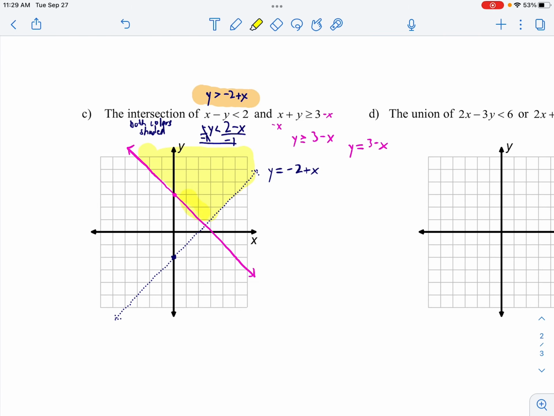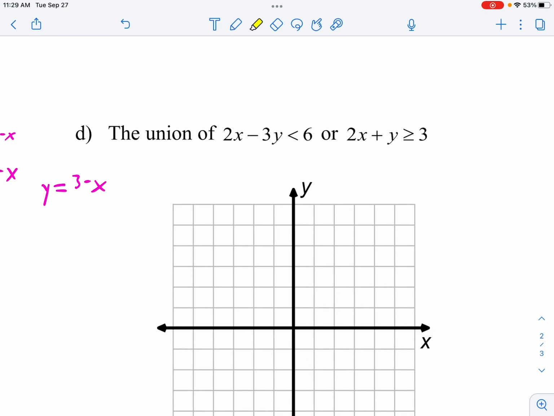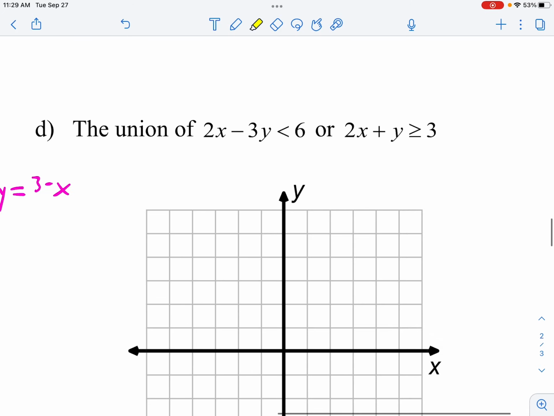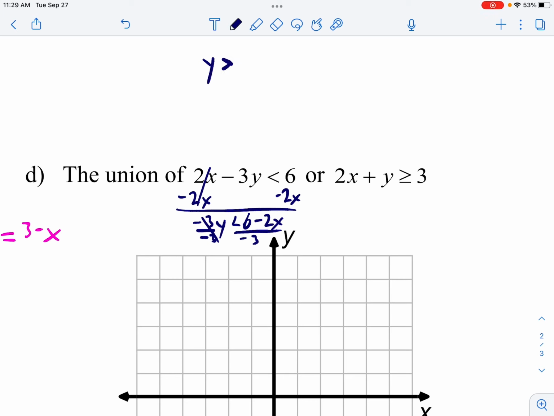Over here, a union problem. 2x minus 3y is less than 6, or 2x plus y is greater than or equal to 3. So let's think about this one. Let's start off by putting it in slope-intercept form. So we get negative 3y is less than 6 minus 2x. Divide both sides by negative 3. We have to flip our inequality symbol since I divided by negative 3. We get y is greater than negative 2 plus 2/3 x. Okay.